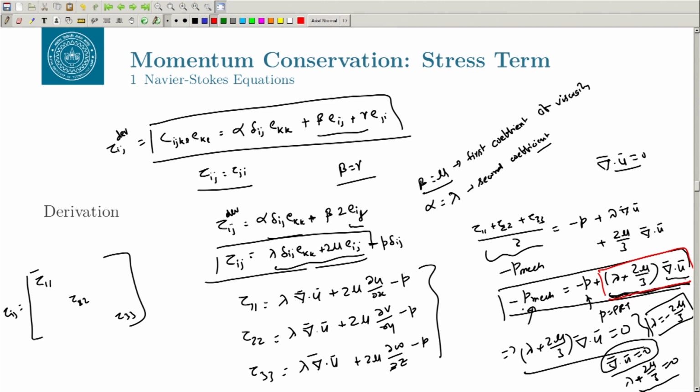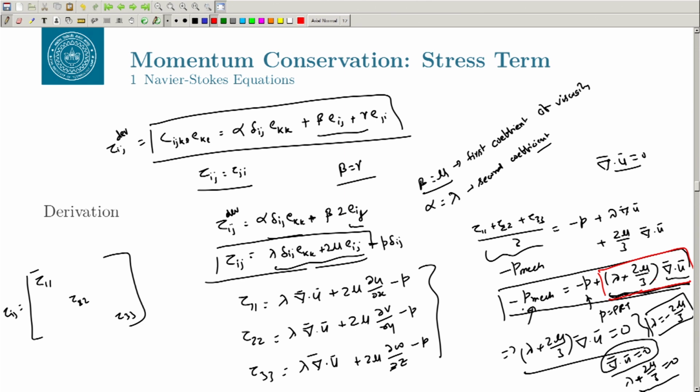However, if you go to a very high speed flow, let us say the hypersonic cases, in those cases this term becomes very important, and your Stokes hypothesis may not be valid, because there the vibrational mode of energy becomes very important.